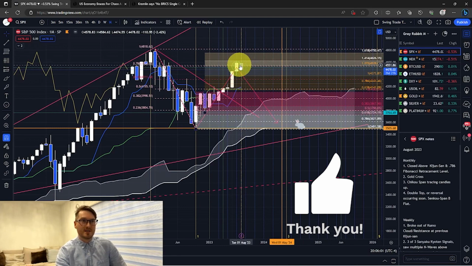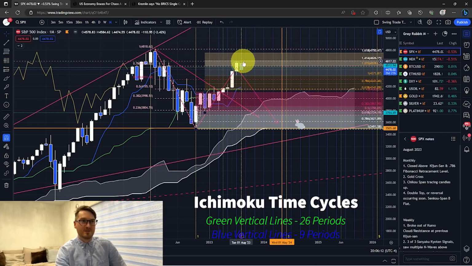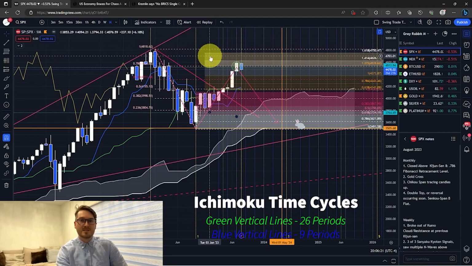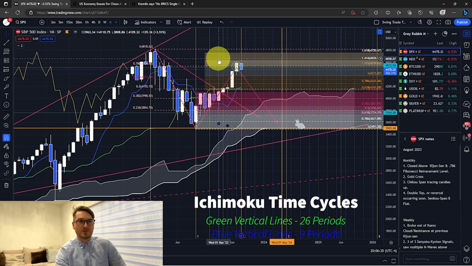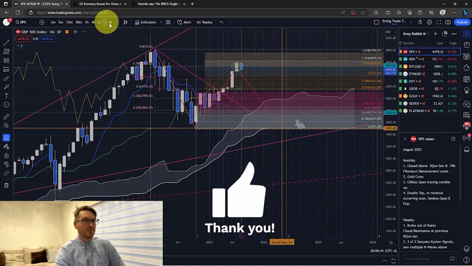But this was, from the previous analysis, we were starting to look for a reversal here around these Fibonacci time cycles and the Ichimoku time cycle confluence that we have here. And if you're new to that, just to let you know, the yellow lines here are the Fibonacci time cycles. The green lines are the time cycles based on the 26 period Kijun-sen time cycles, and the blue vertical lines are the 9 period time cycles. So we have a lot of confluence here. We were expecting a reversal around this point, so we're going to keep an eye on that. But let's go to the weekly chart.